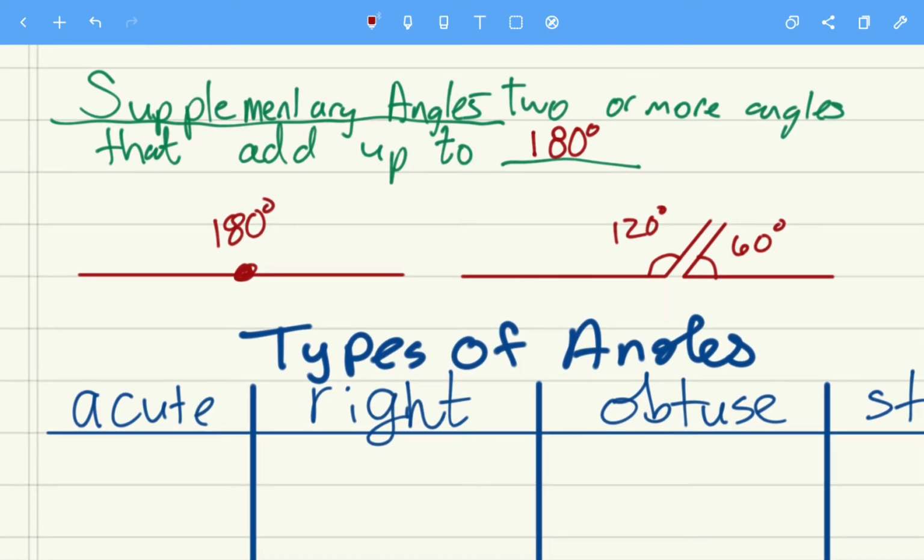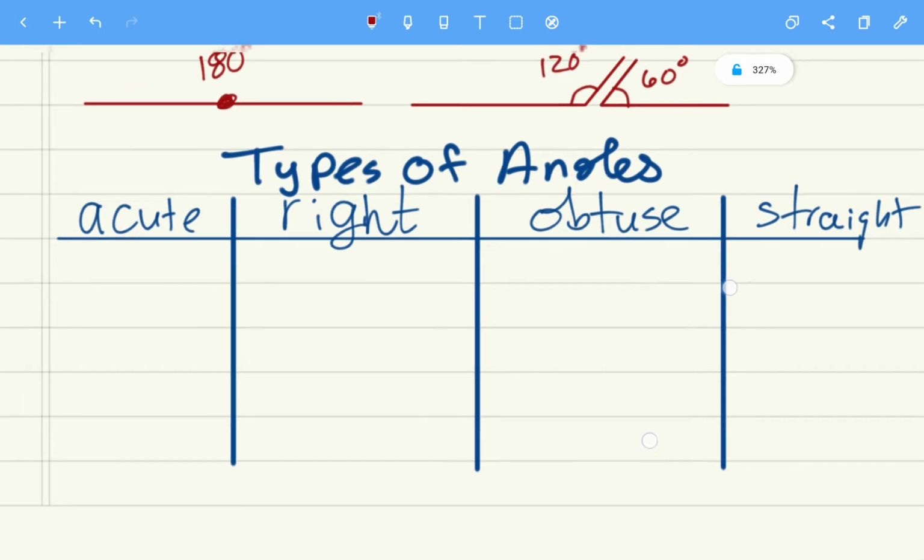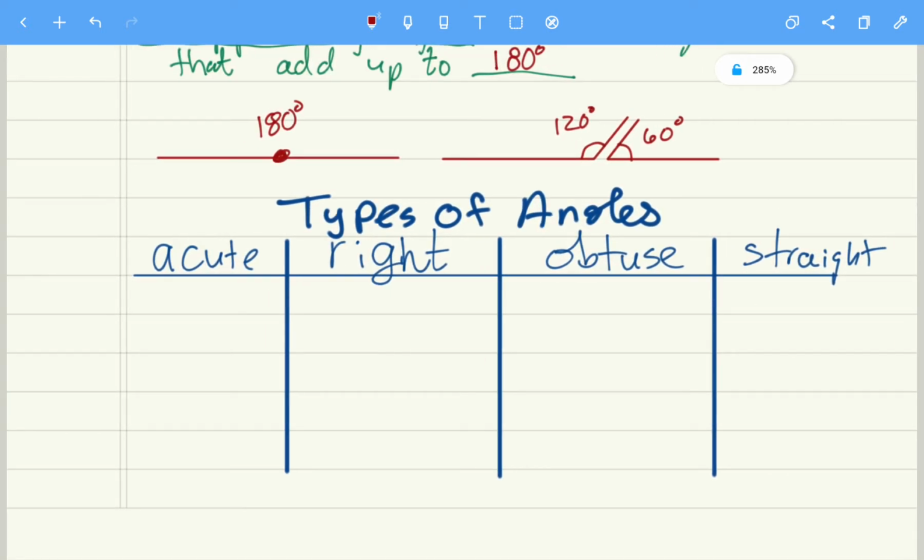Now let's look at our types of angles. We're going to be looking at 4 different types of angles that we can encounter. Our first one is acute angles. Acute angles fall between 0 and 89.9 degrees, so they are less than 90 degrees. So they are going to be kind of close together, like so. These are all examples of acute angles.